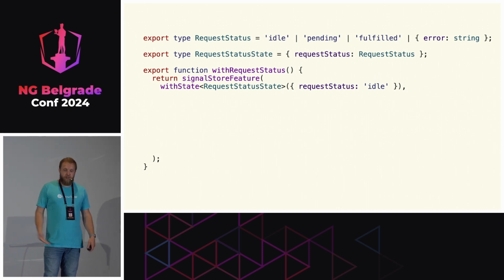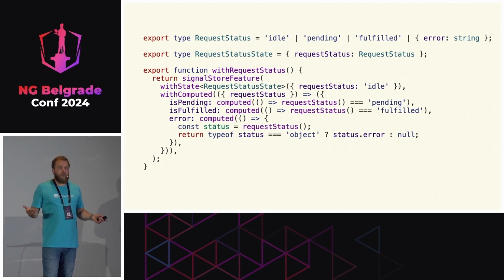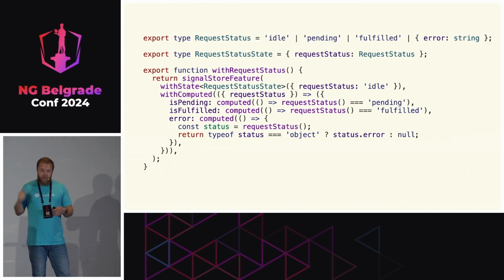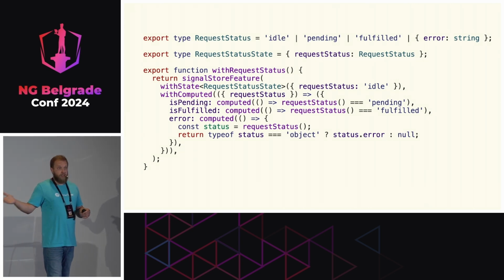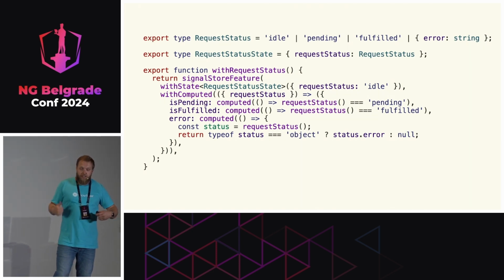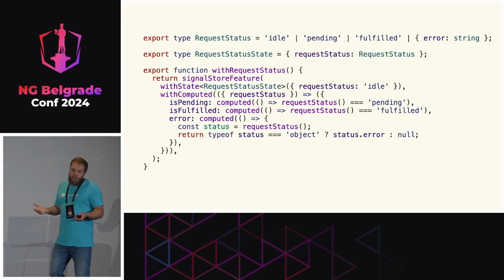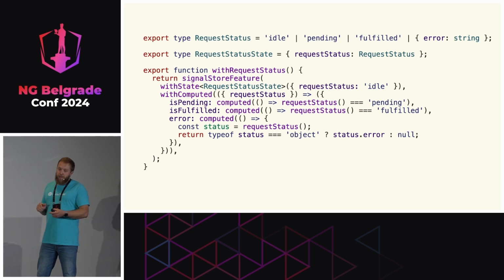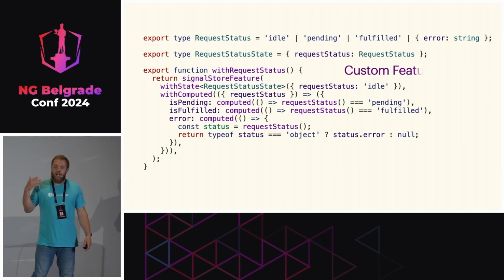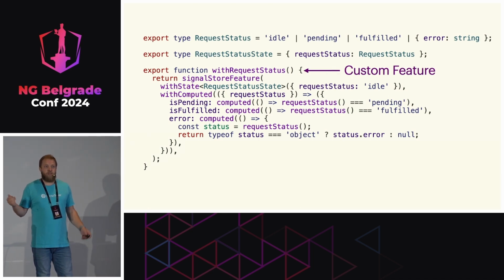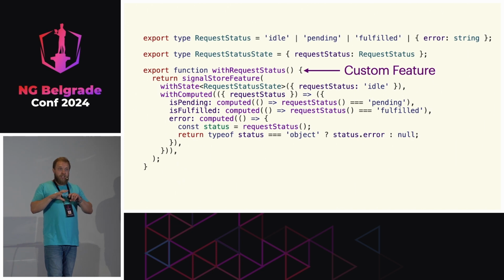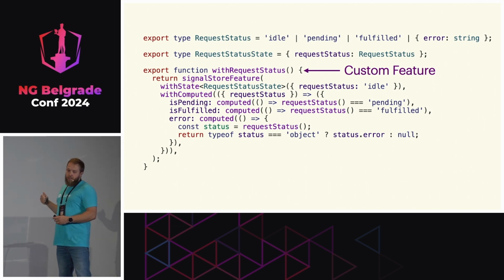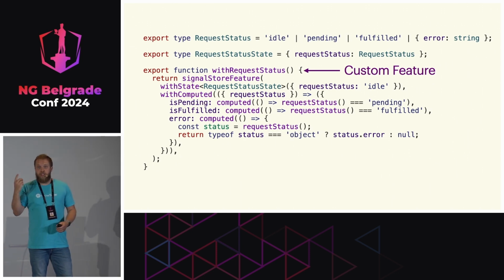And then we also need some ways to work with this state or other useful things like methods or computed. In this case, we'll have additional computed. For example, isPending. It means that request status is in pending mode, isFulfilled, request status is fulfilled, or we can extract the error. So now any consumer can read this computed state. So withRequestStatus now is what we call a custom feature, right? This SignalStore feature allowed us to package it together in one single unit. Remember what the store feature does? Packages it together in one single unit.